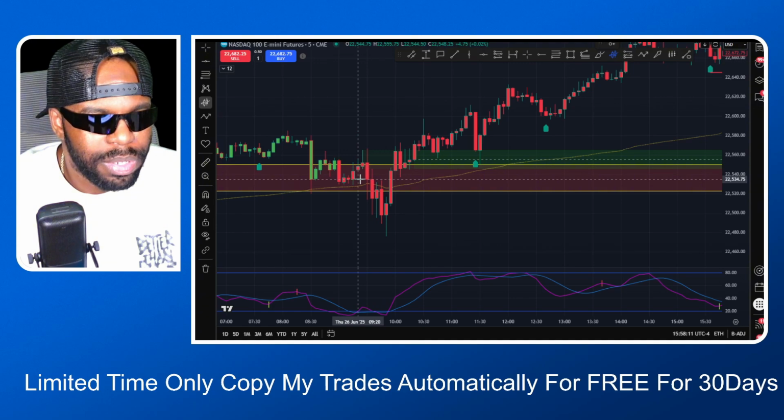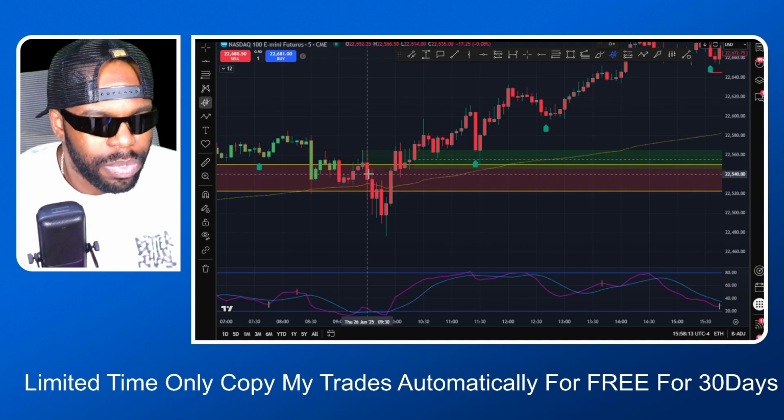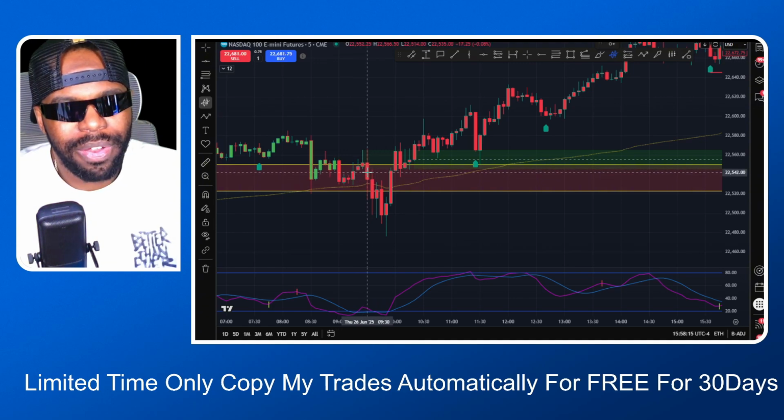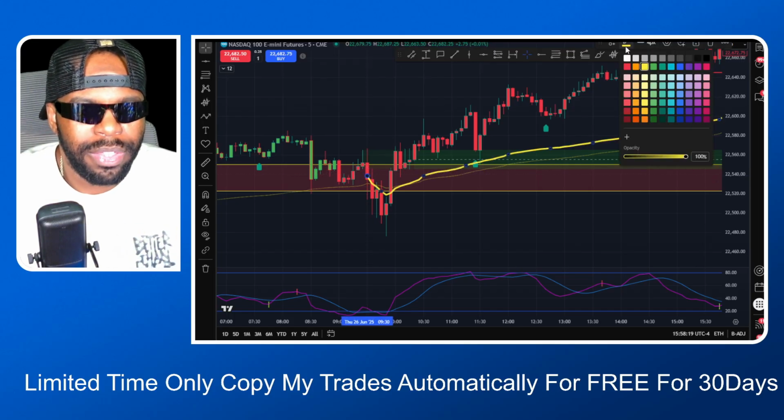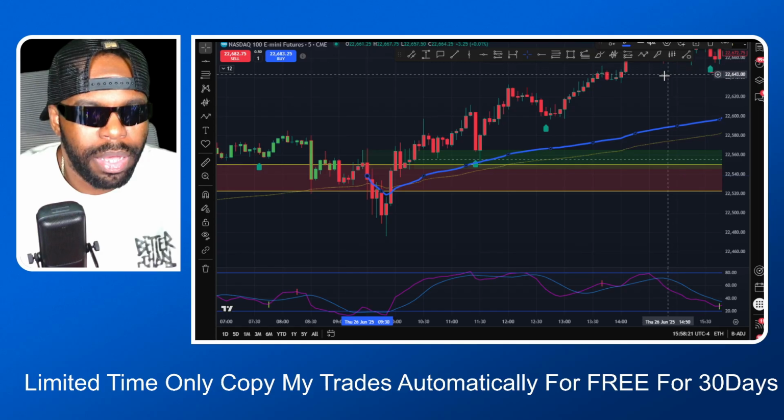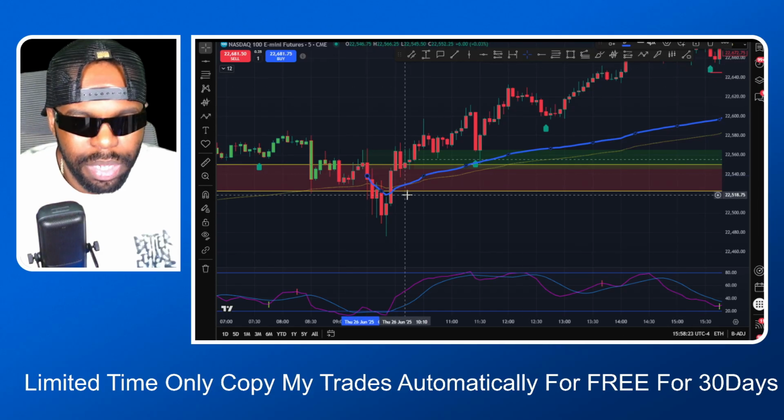So what I could do is look for the 9:30. This is when the New York session opens. I can anchor that VWAP on the 9:30 candle, and usually I have that New York Anchor VWAP the color blue. And as you can see, boom.